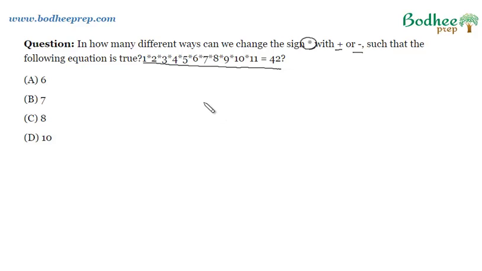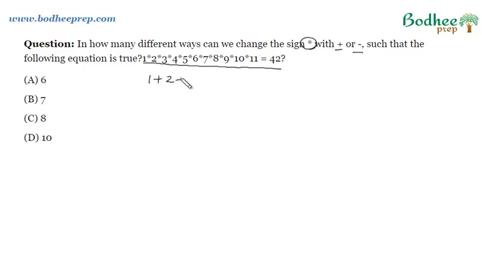The only thing we can do is find at least one such combination of plus and minus which gives me the sum of 42. If I can identify that, then definitely we will try to find some kind of pattern or logic from there itself. So initially, let me put a plus sign in place of all the asterisk signs. So what do I get?